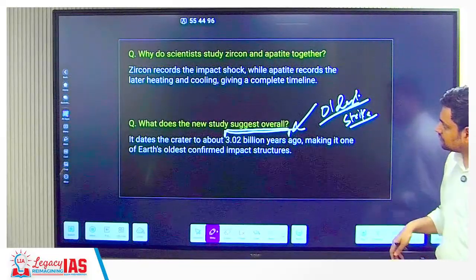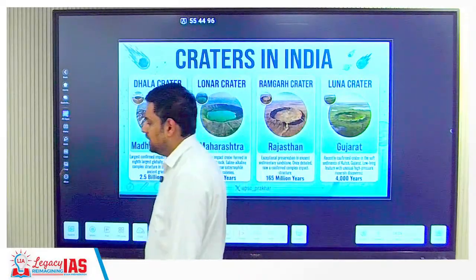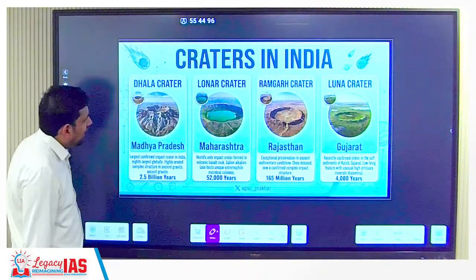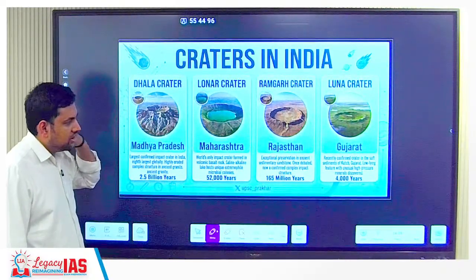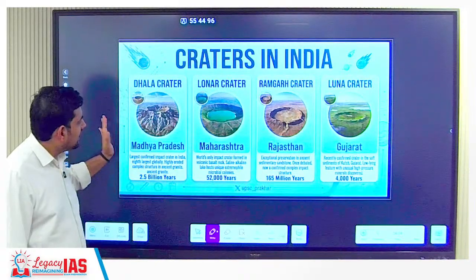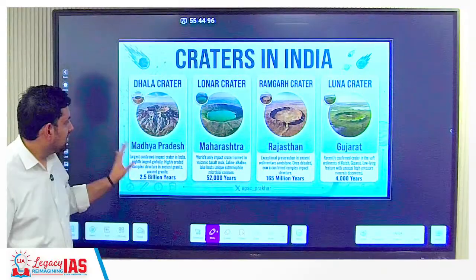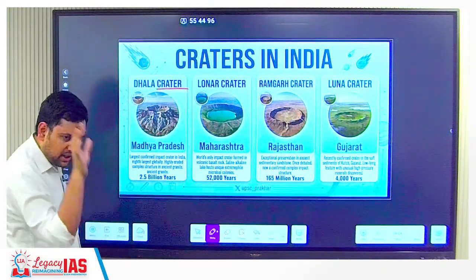Now the last thing that we have to see is craters in India. Again important, there are 4 craters. This is a topic that is not very well covered in geography also. So basically this is a very specific topic, you just need to know these 4 names. Now what is this? This is craters. So crater you have already understood. What is a crater? These are impact structures.